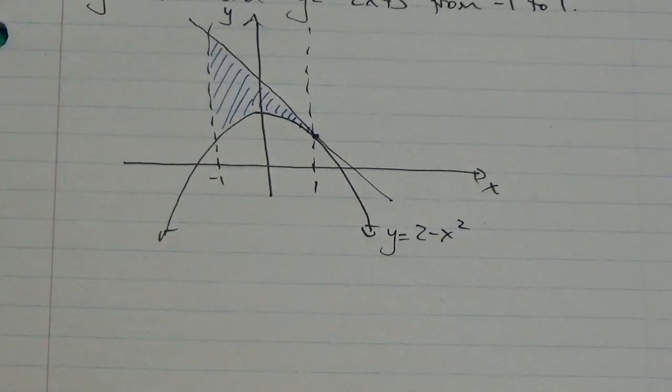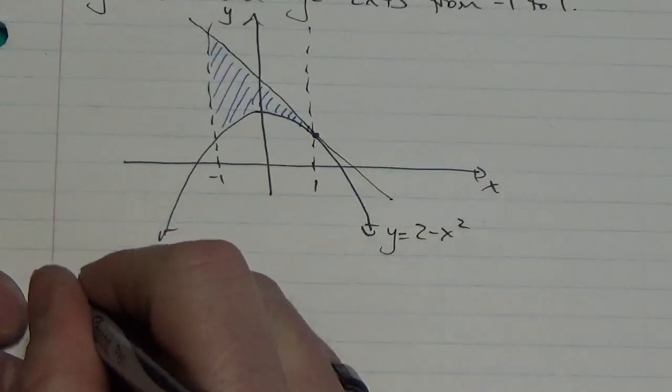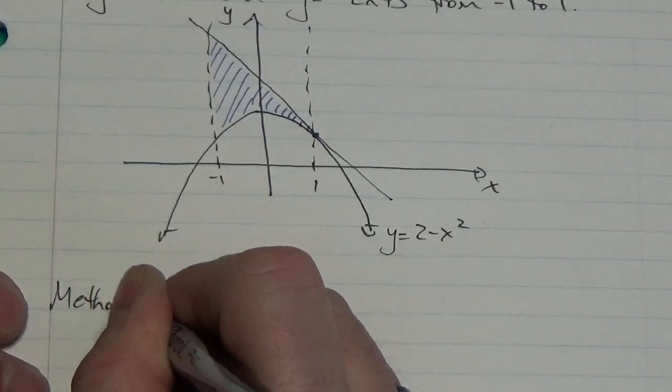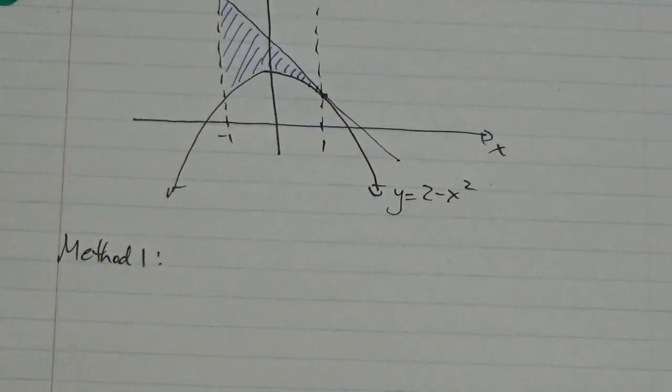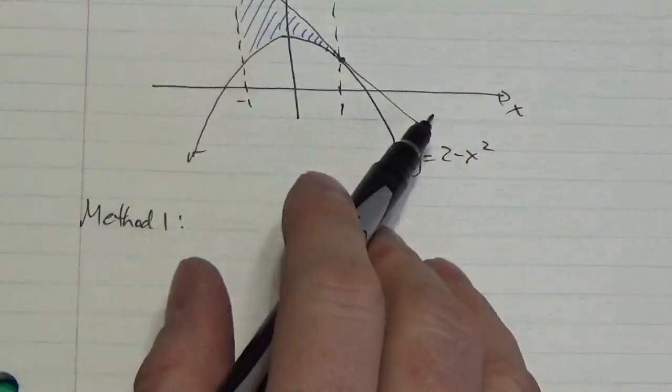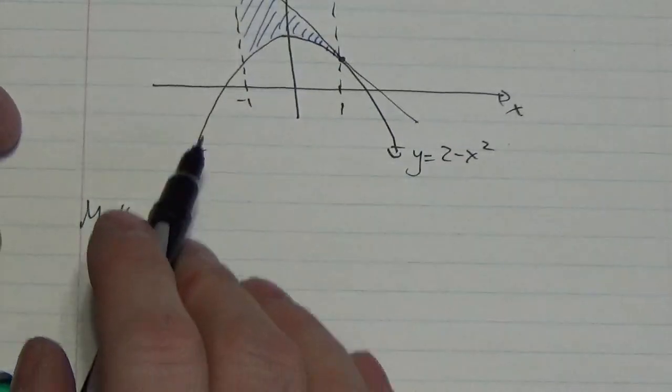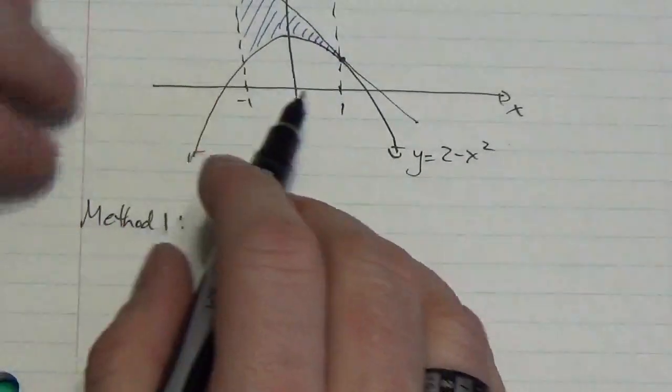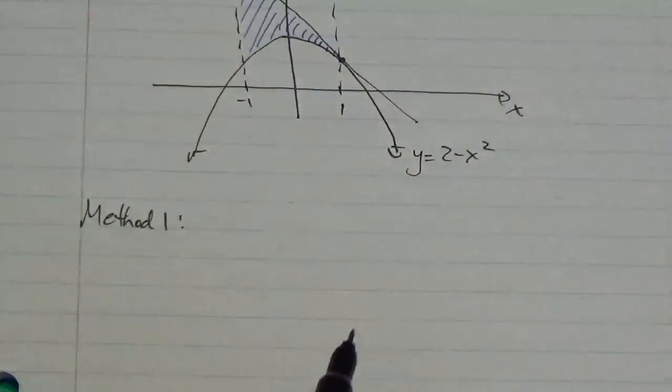Now we're going to do this using two different methods. So method 1, it's going to look like this. What we're going to do is find the area under negative 2x plus 3, and we're going to find the area under 2 minus x squared, and then we're going to subtract them.